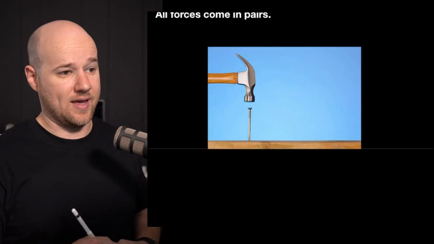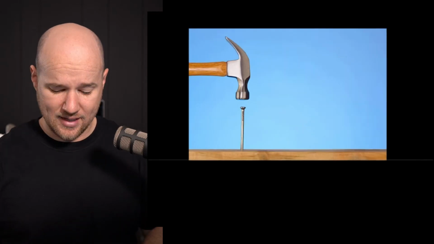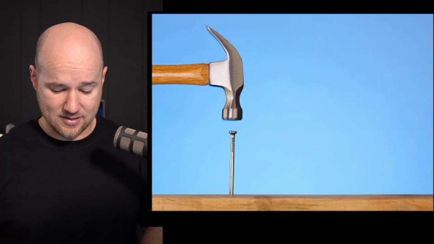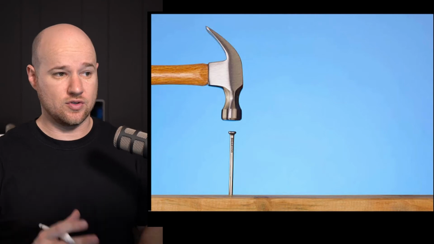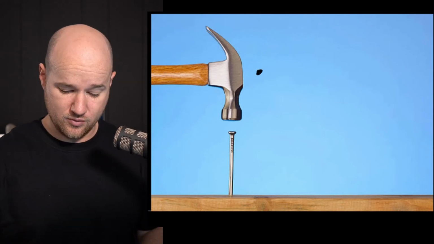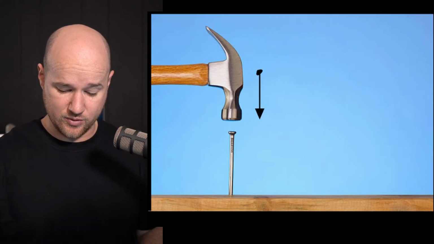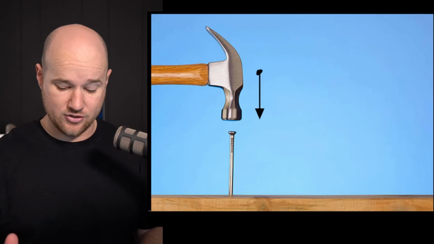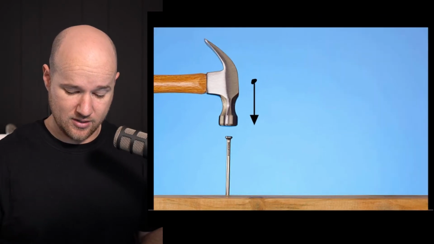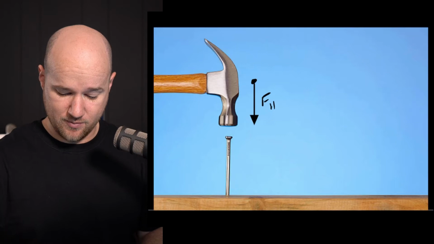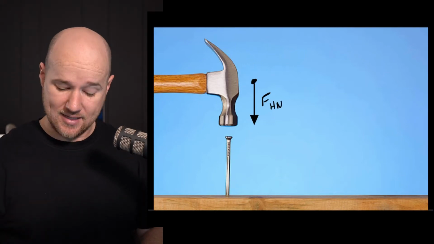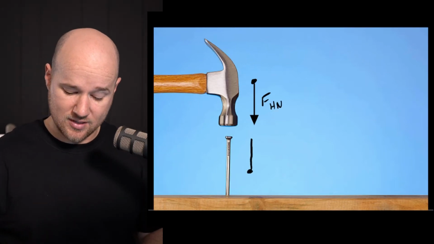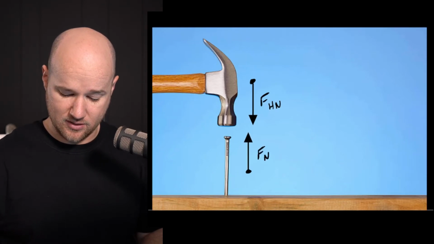So let's look down here, and I have the example of a hammer and a nail. Now a hammer and a nail is a pretty good example of Newton's third law. So a hammer will apply a force downwards on a nail. We could call this force right here the force of the hammer on the nail. Now with that said, there's an equal and opposite force going back upwards, and this would be the force of the nail on the hammer.